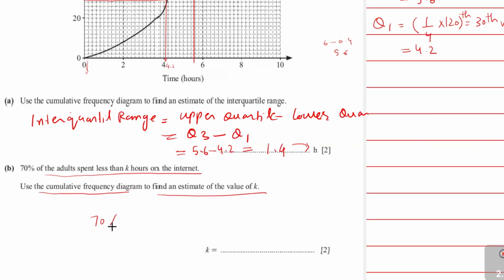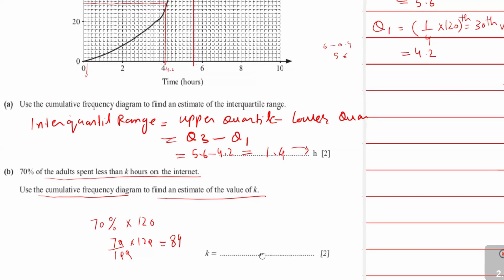70% of adults means 70% of 120 adults. We can write 70 over 100 multiplied by 120. The zeros will be cancelled, and 12 times 7 is 84. Therefore, there are 84 adults less than K R.